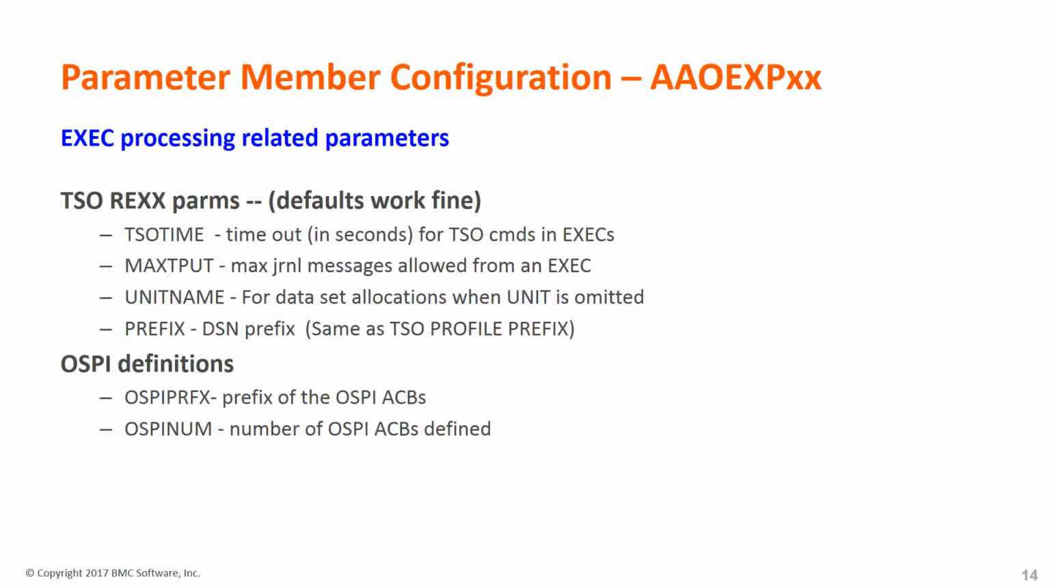In AAOEXP, we could also specify some TSO REXX parms, the TSO timeout for TSO commands that you call from your execs. There's a max tput to indicate what the maximum number of journal messages you can issue. You can set a default unit name, as well as setting a prefix for your DSNs. There are also some definitions you can use for OSPI, which is the Open Systems Procedural Interface. It's generally a screen scraping technology that comes with AutoOPERATOR, and here you define the ACVs that you want to use for that processing.